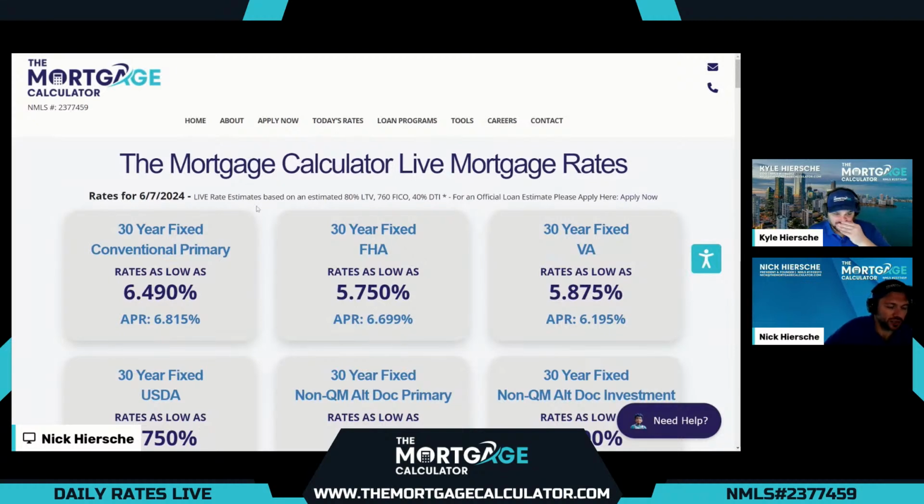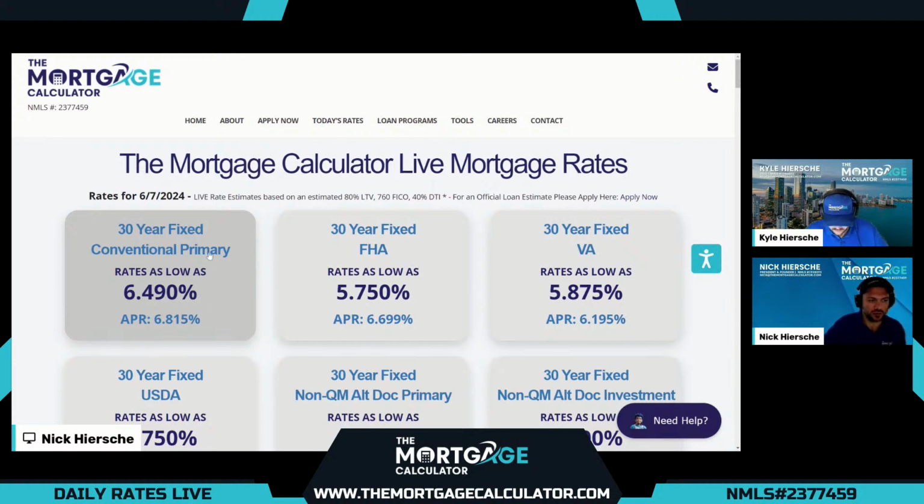All right, so not so great news this morning for rates. So we did see some of these jump up a little bit. Hopefully we see the markets calm down. They've been quite reactive lately. First option for most borrowers, 30-year fixed conventional primary is what most people think of with a standard conventional loan. Rates as low as 6.49, APR of 6.815, which is just a touch higher than it was yesterday.